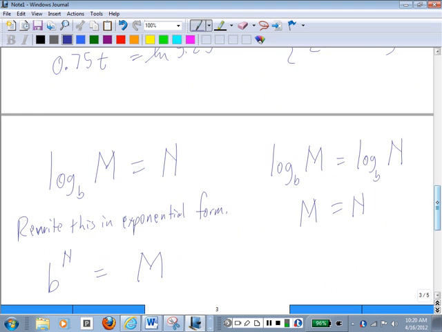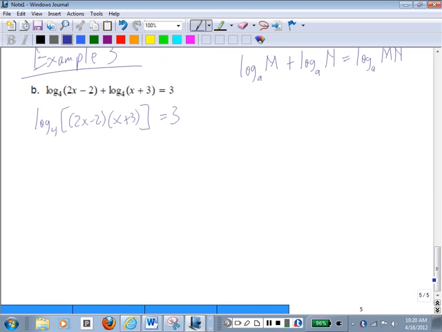So back, scrolling down again. Okay, now I'm there. What's the base? 4 is the base. Now 4 needs to be raised to the exponent. The exponent is what's equal to the logarithm. So 4 needs to be raised to the third power. And when 4 is raised to the third power, we get 2x minus 2 times x plus 3.